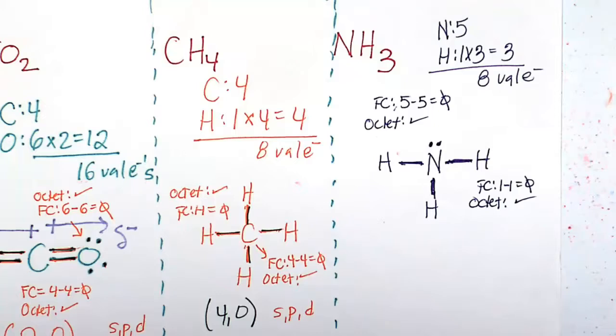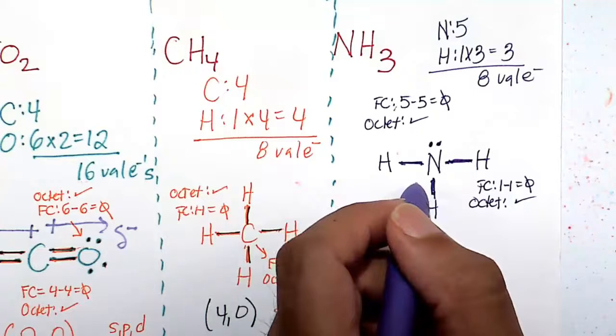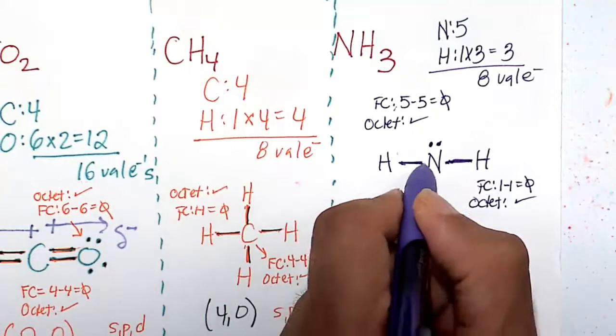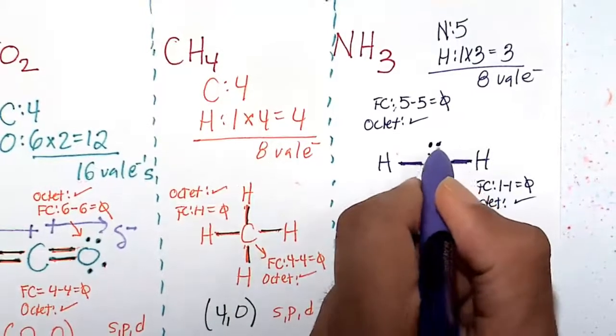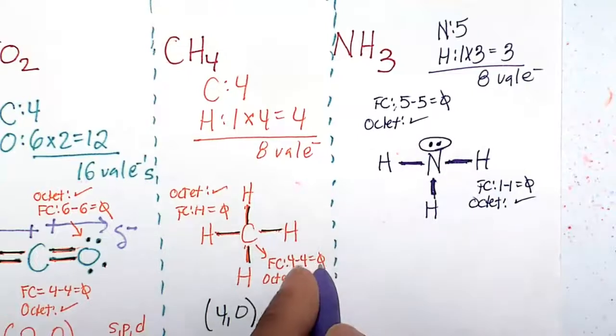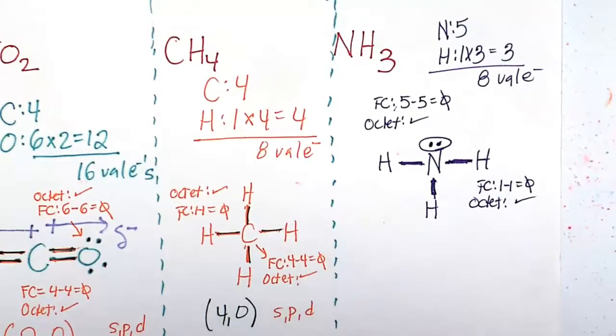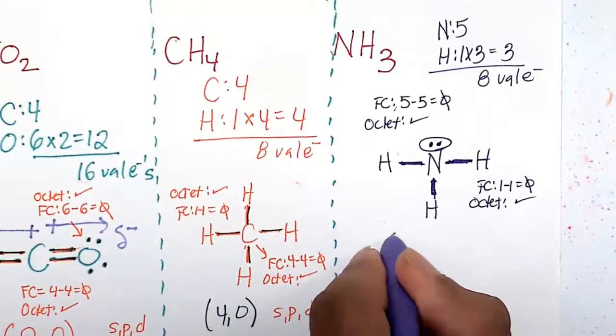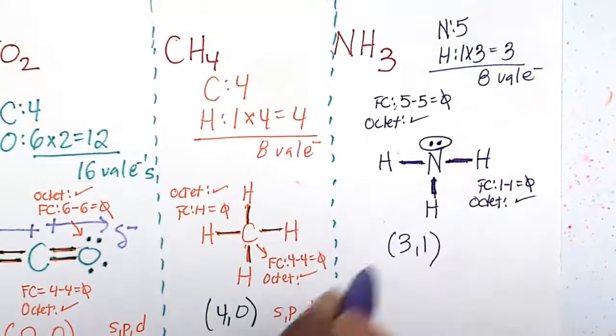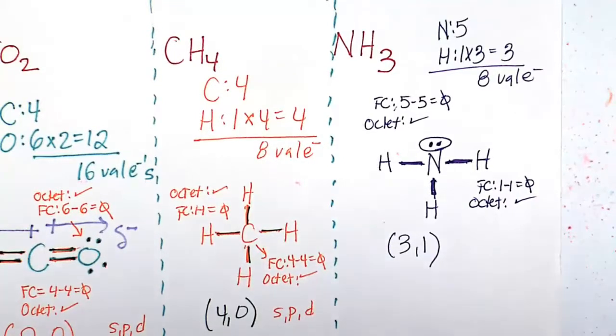This is not how the structure is three-dimensionally. So we're going to count the number of bonds and lone pairs. We have 1 bond, 2 bonds, 3 bonds, and a lone pair here. That's really going to mess up the structure, distort the structure. So we have 3 bonds and 1 lone pair.